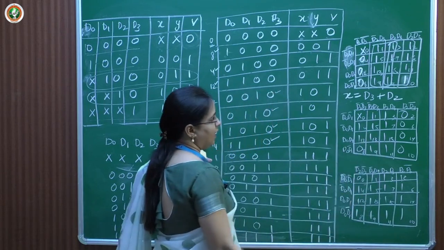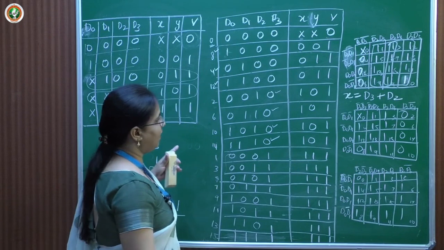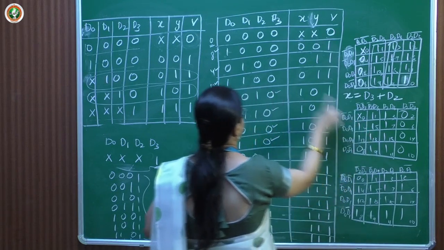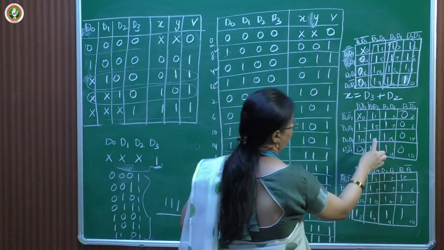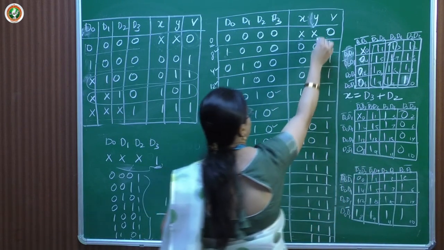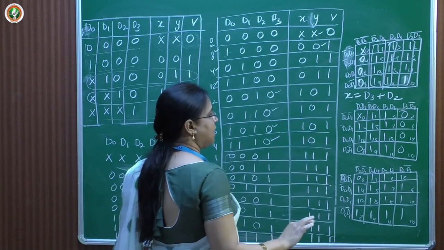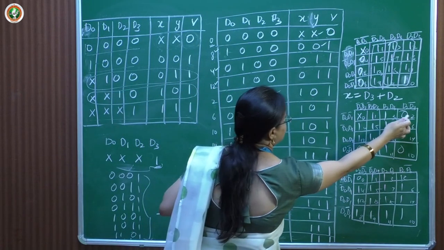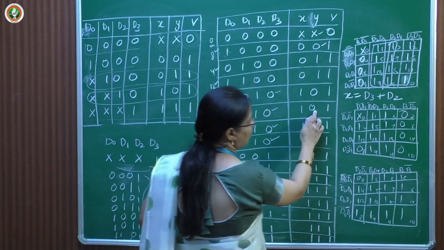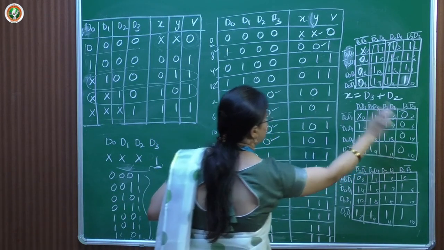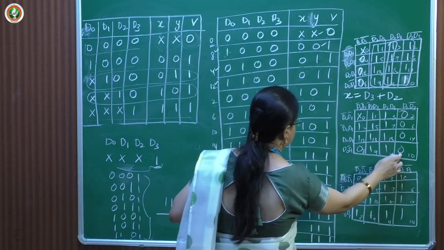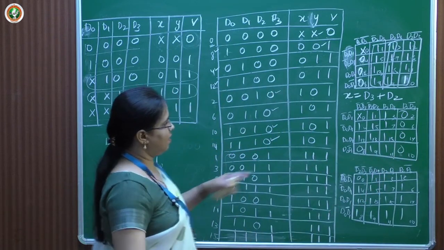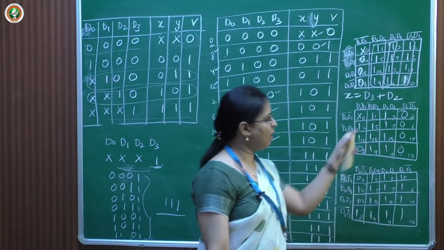Let us verify the entry for the next output variable. We have Y. For Y, what is the 0 entry? 0 entry is X. 8 is 0. Yes, it is correct. Let us make the 0 entries first so that I can fill the remaining entries with 1. 2 is 0. It is correct. 6 is 0. Yes, it is correct. Then we have 10. It is 0. Then we have 14. It is 0. Except that 0 is don't care. Other than that, the remaining entries are all 1s.